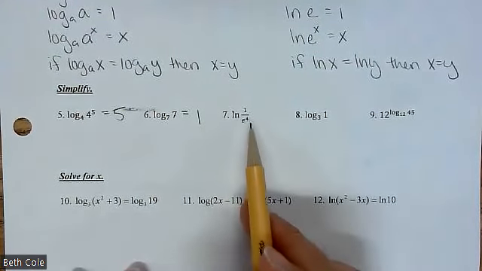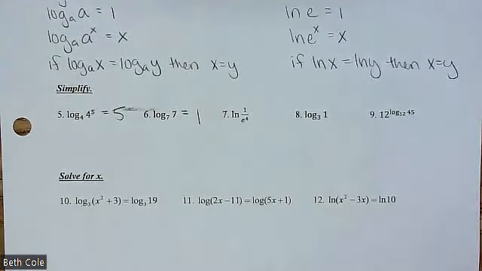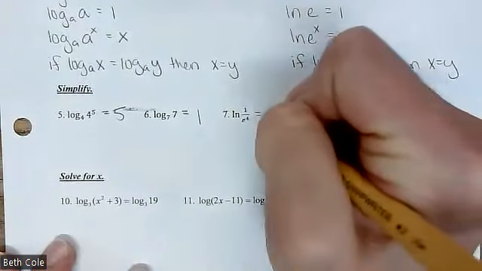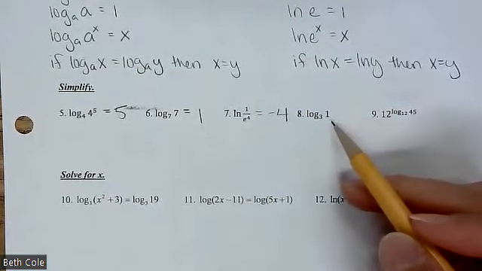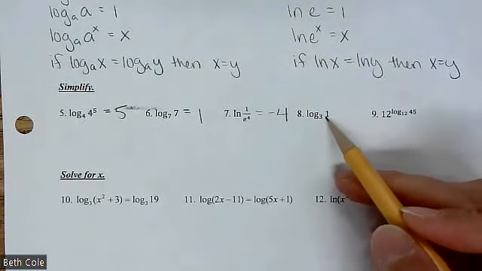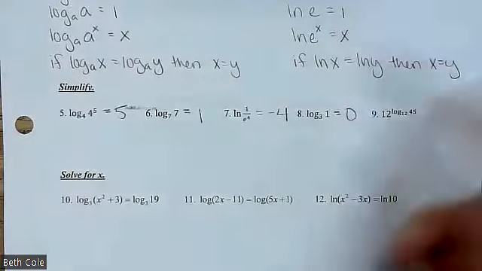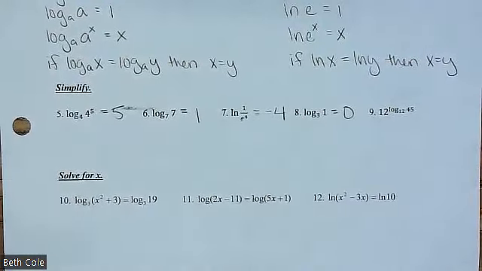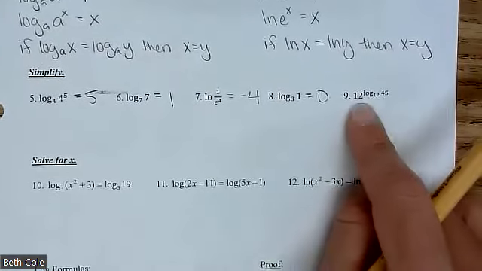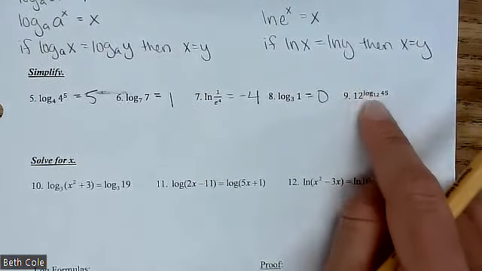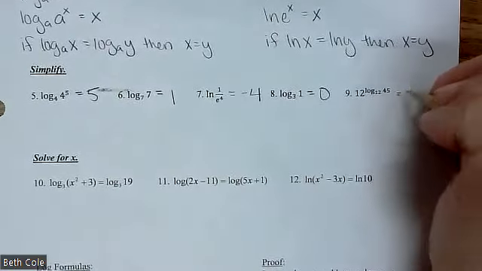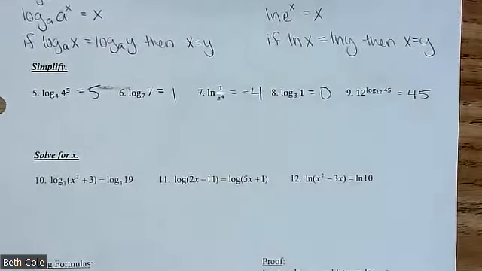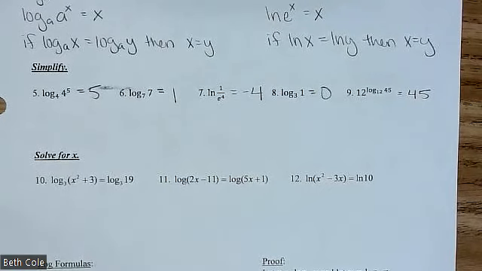Now here, ln and e cancel, but it's not 4, it's -4y. The fraction got flipped over. How about this one? 0. Anytime you see a 1 there, no matter what the base is, it's going to be 0, because anything to the 0 power is 1. And then here, the exponential base 12 and the log base 12 cancel, they undo each other, so the answer just is 45. If you're like, that's it, yep.